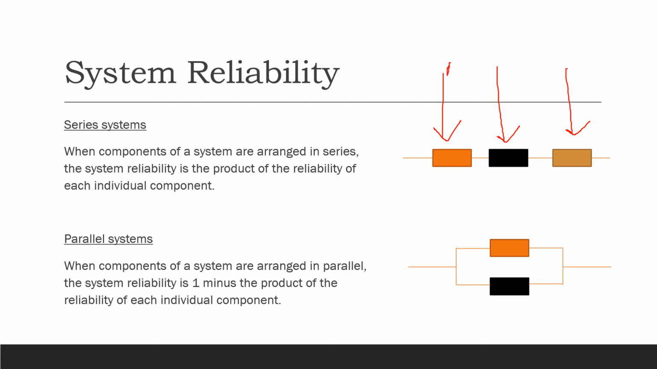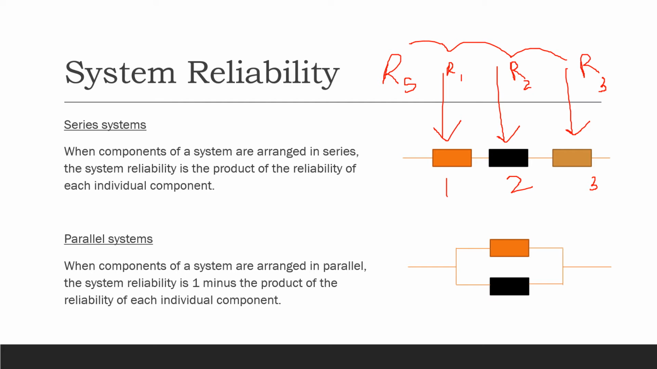Okay, so component 1, you have the reliability of component 1. Component 2, the reliability of 2. And component 3, the reliability of 3. System reliability depends on this.